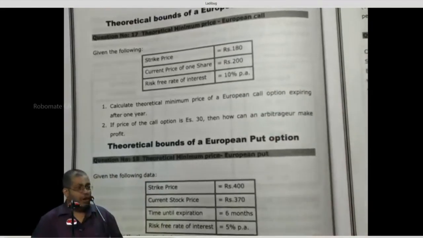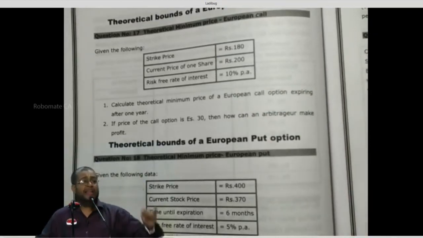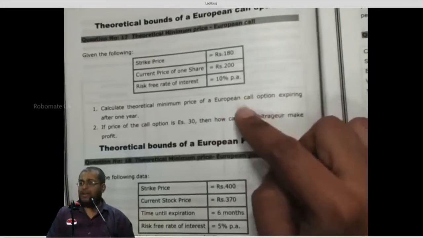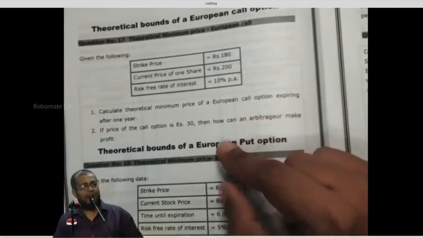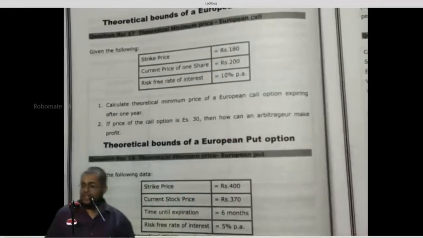Can we start or not? First step is to find out the minimum value of the call. Next step is to compare the minimum with the actual value of the call in the market and then make the appropriate strategy. Can we start? Let us start with the solution.